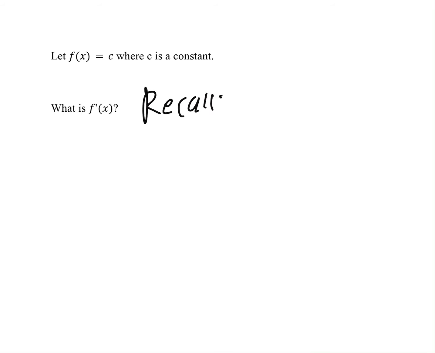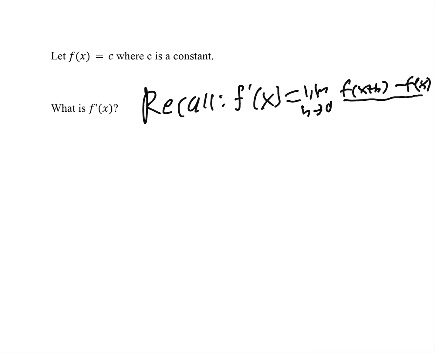So I'm going to say, recall, f prime of x equals the limit as h goes to 0 of f of x plus h minus f of x over h. This is the limit definition of the derivative from one of our previous videos. We will be using it to derive a lot of these rules.